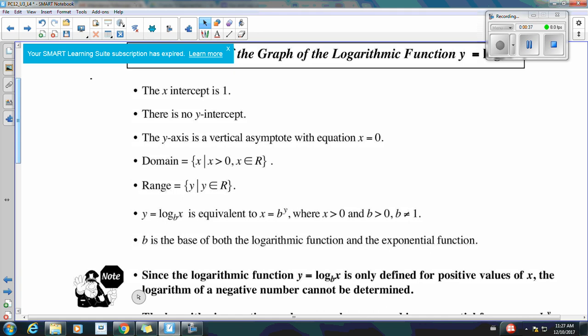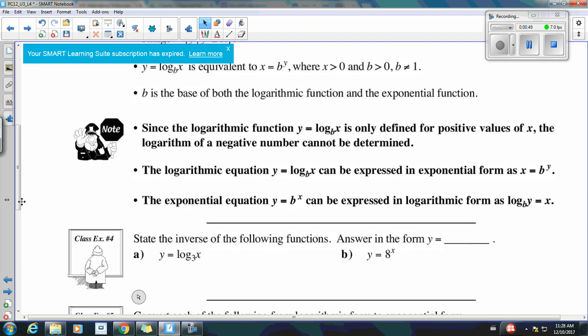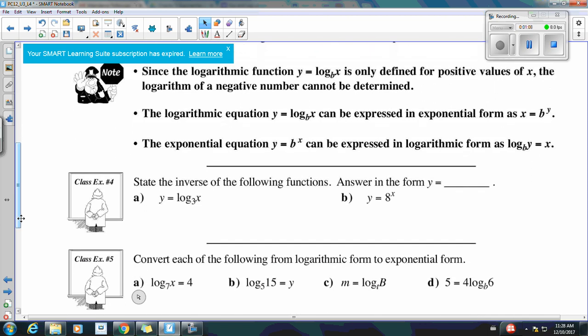Y equals log base b of x is equivalent to x equals b to the y, an exponential form where x is greater than 0 and b is greater than 0 but not equal to 1. B is the base of both the logarithmic function and the exponential function. Since the logarithmic function y equals log base b of x is only defined for positive values of x, the logarithm of a negative number cannot be determined. The logarithmic equation y equals log base b of x can be expressed in the exponential form x equals b to the y. The exponential equation y equals b to the x can be expressed in logarithmic form as log base b of y equals x.